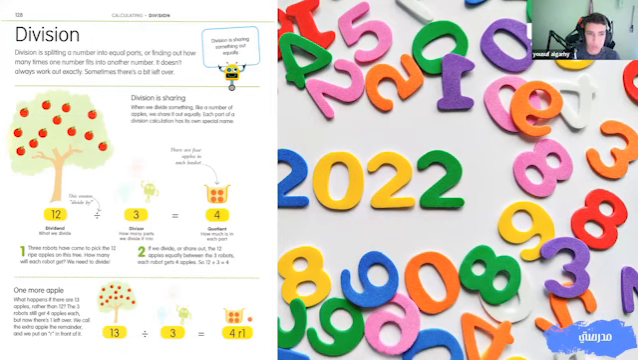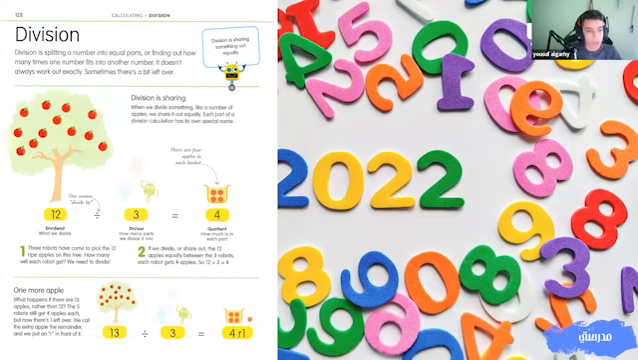So here we have a tree, and this tree has 12 apples. To find out how many apples can go in each basket that we have, we can divide. So let's divide 12 by 3. Now, you might be wondering, how do you do that? You can actually use multiplication to do division.